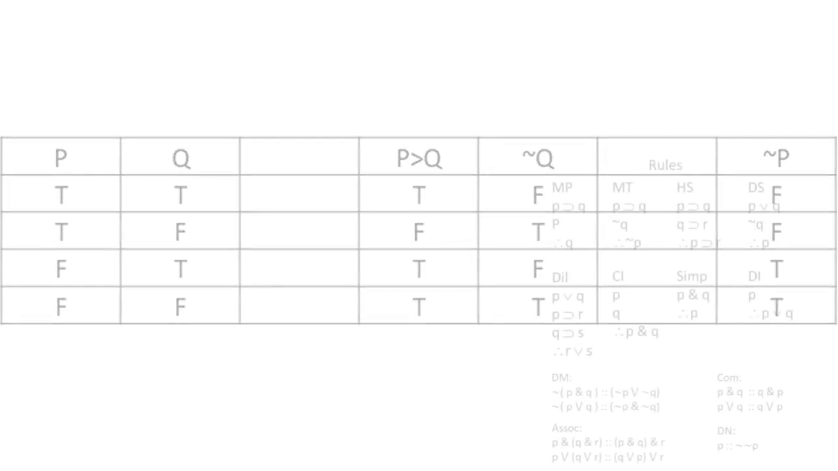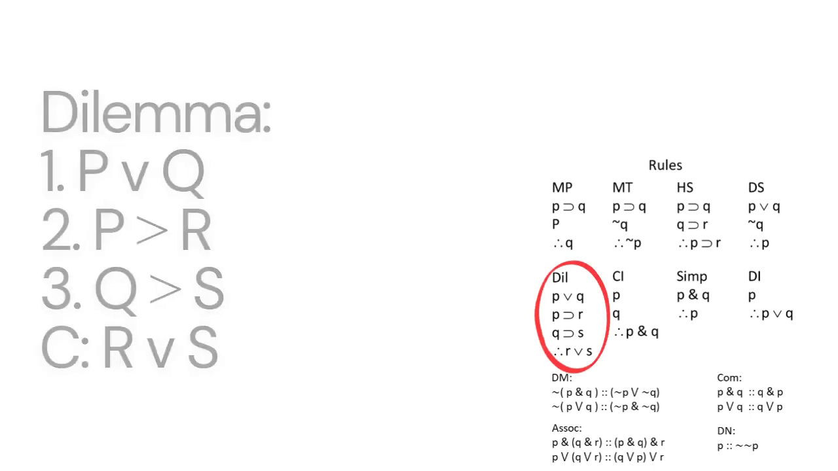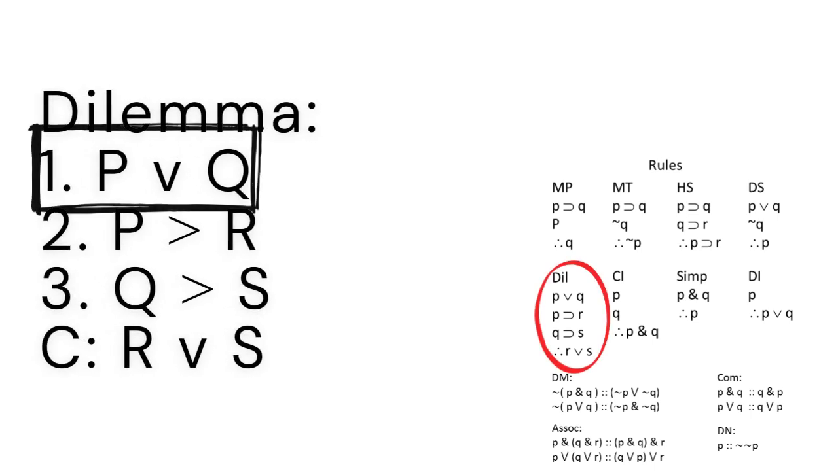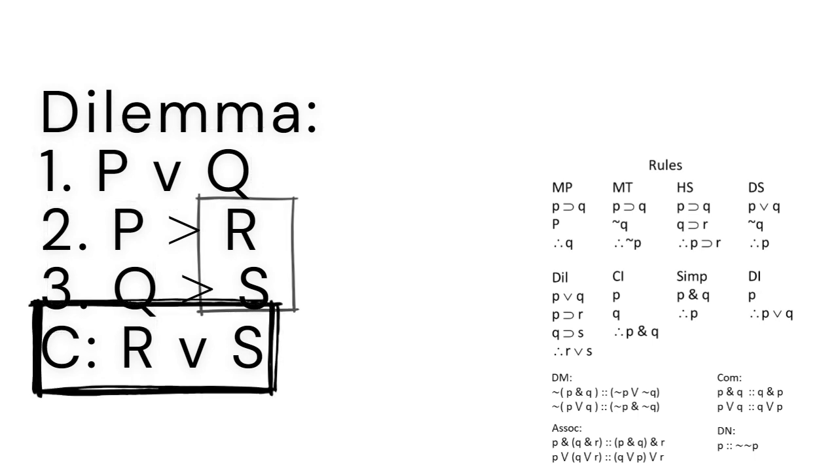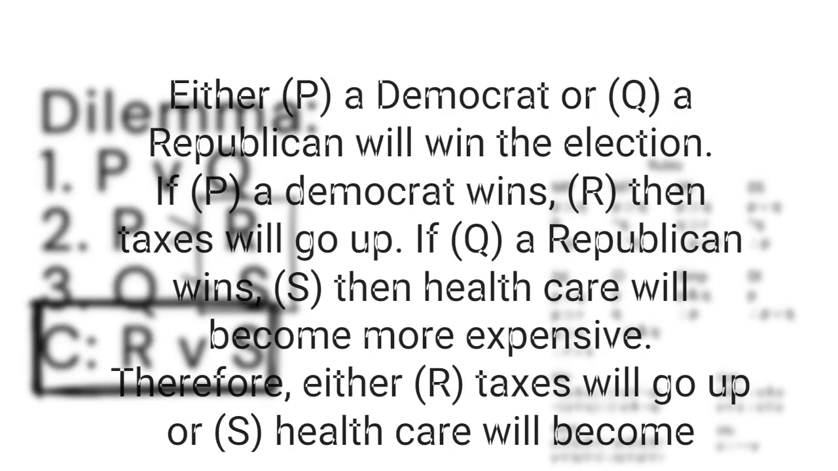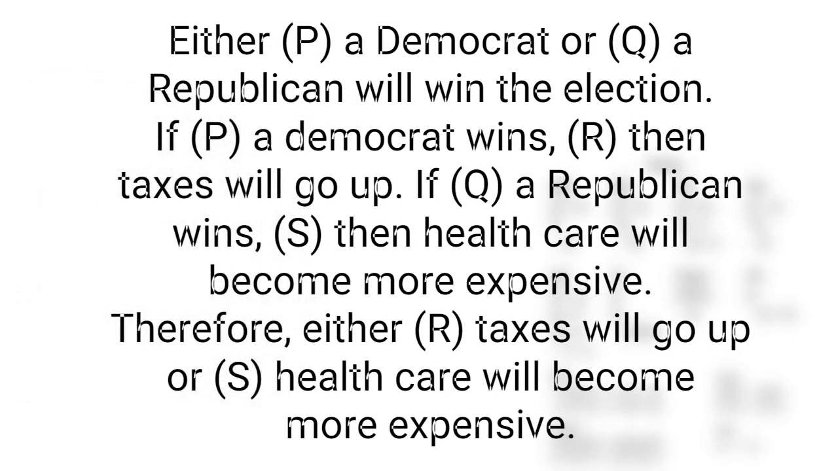Finally, we have the dilemma, also called the constructive dilemma. It has a disjunction, 2 conditionals as premises, and each disjunct is an antecedent in one of the conditionals. The conclusion will also be a disjunction of the consequents of the 2 conditional premises. Consider this argument. Either a Democrat or a Republican will win the election. If a Democrat wins, then taxes will go up. If a Republican wins, then healthcare will become more expensive. Therefore, either taxes will go up or healthcare will become more expensive. We'll see reasoning like this become more common as elections approach.